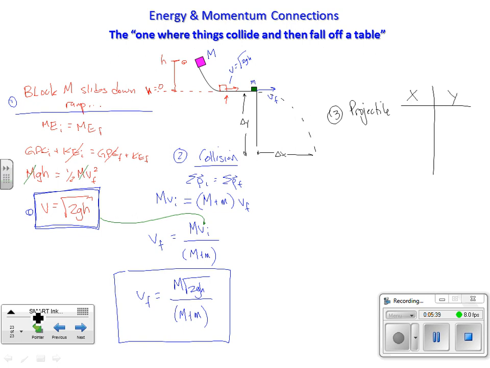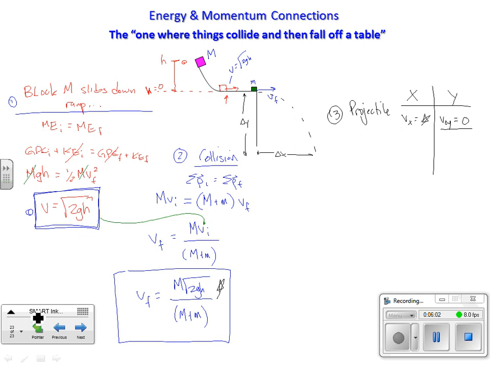Right, separate things into x directions and y directions. Well, we have our Vx. It's that stuff. Remember, this is a horizontally launched projectile. That's the deal with every horizontally launched projectile. If you don't know what I'm talking about, go back and look.